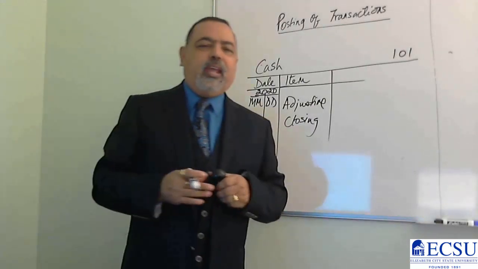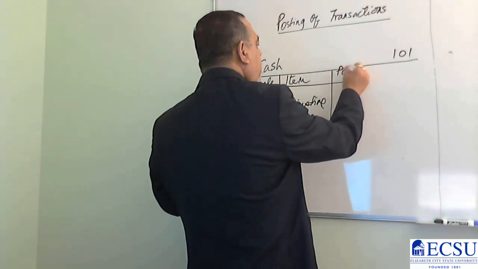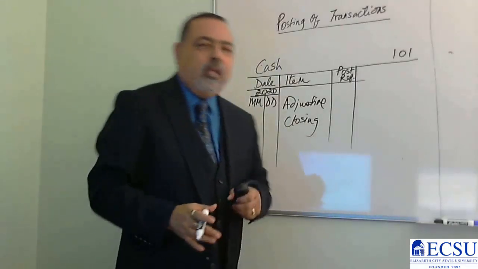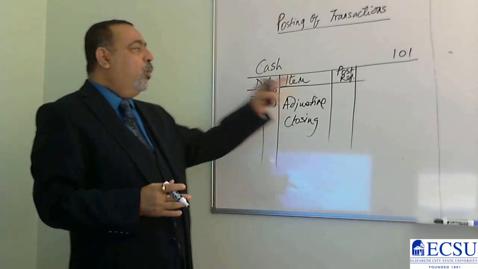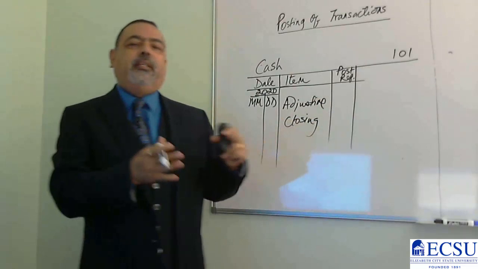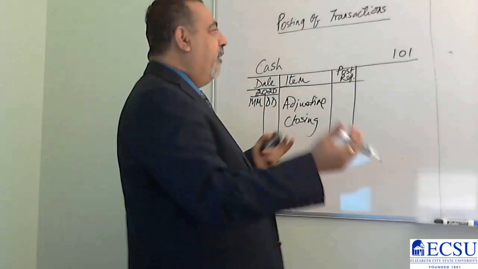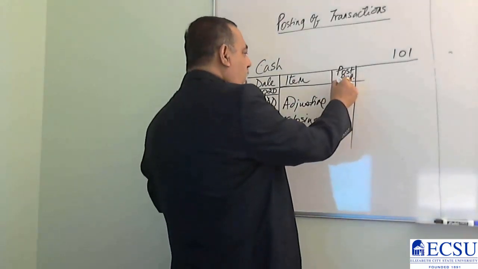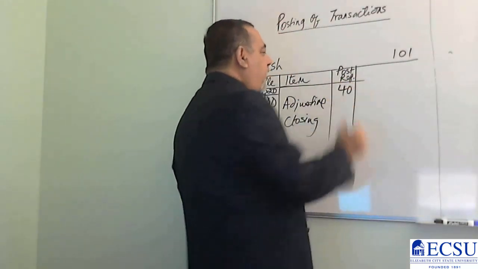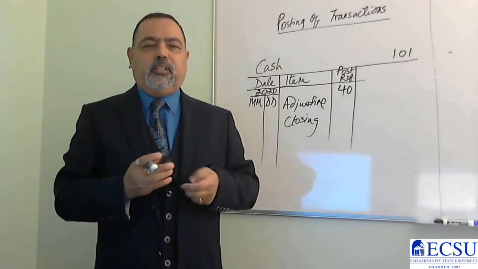And then next, we have a posting reference column. So this is your posting reference column. Now the posting reference column will signify from which page of the journal I am bringing this record here. So that's the reference to the journal page. If I bring this information from page number 1 of the journal, I'm going to write 1, or if it is page number 40 of the journal, I'm going to write 40. Now that is your posting reference.